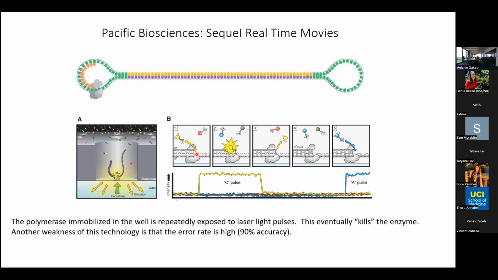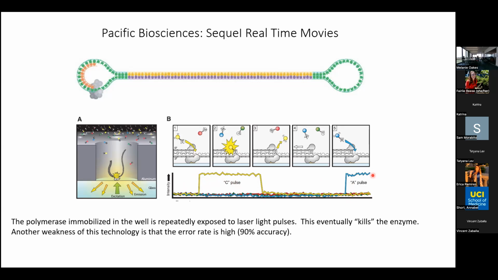So the software is looking at how long that particular fluorescence is there in the active site, and then we're going to call it an A because of the amount of time. So right here, this represents, for instance, a C nucleotide sitting in there, this would be the pulse of time, and then an A over here. So it's an ongoing movie.